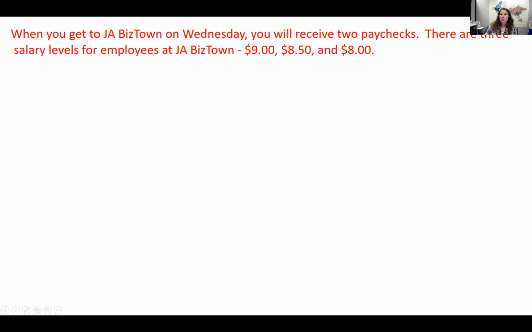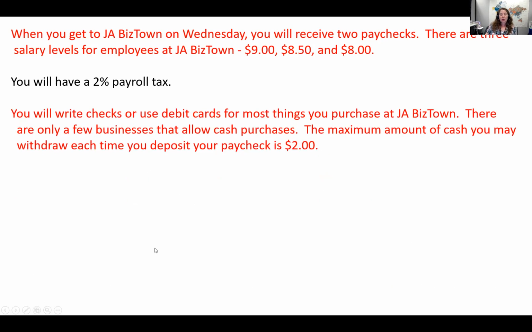So when you get to Junior Achievement BizTown on Wednesday, you'll receive 2 paychecks. There are 3 salary levels for employees at Junior Achievement BizTown. So you'll either receive checks for $9, $8.50, or $8. Everyone will have to pay a 2% payroll tax. You will write checks or use debit cards for most things you purchase at Junior Achievement BizTown. There are only a few businesses that will allow cash purchases. So anytime you deposit your paycheck, the maximum amount of cash you're allowed to withdraw each time is going to be $2. So you're going to have to choose carefully.